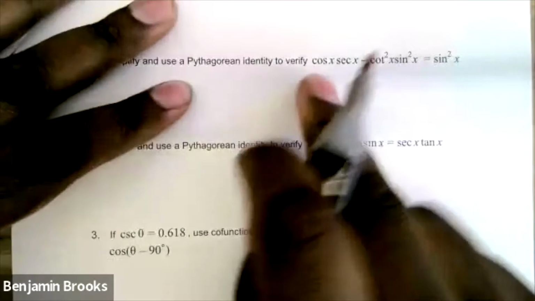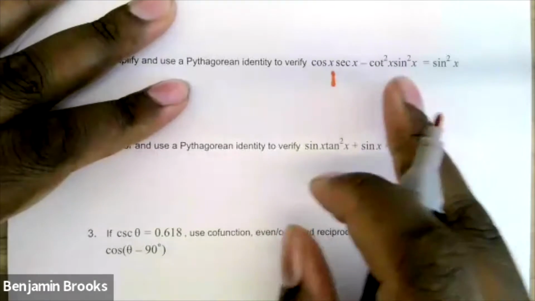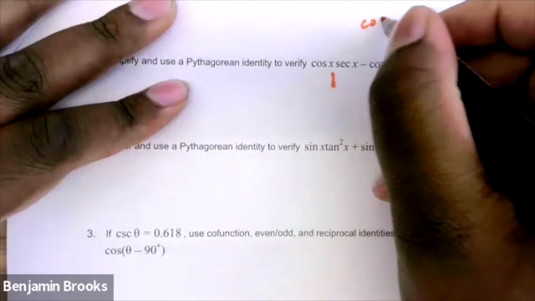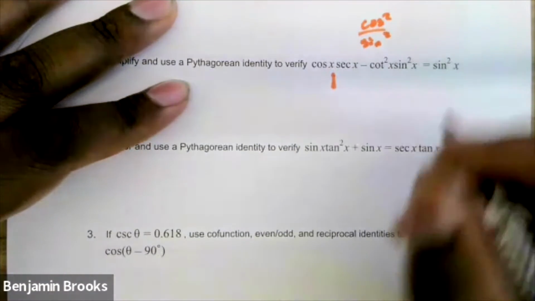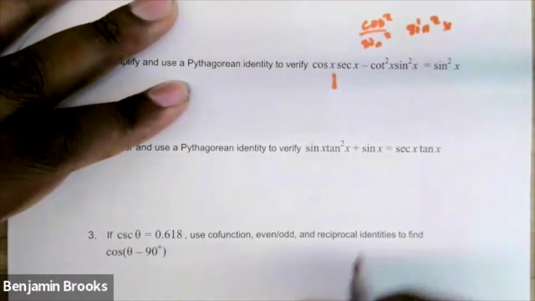All right, so we've got cosine times secant. Cosine times secant is 1. They're reciprocals. Then cotangent, and you've got sine squared. Well, think about it. Cotangent is cosine squared over sine squared, right? And you have sine squared. So what's going to happen to those two sine squareds? They cancel.